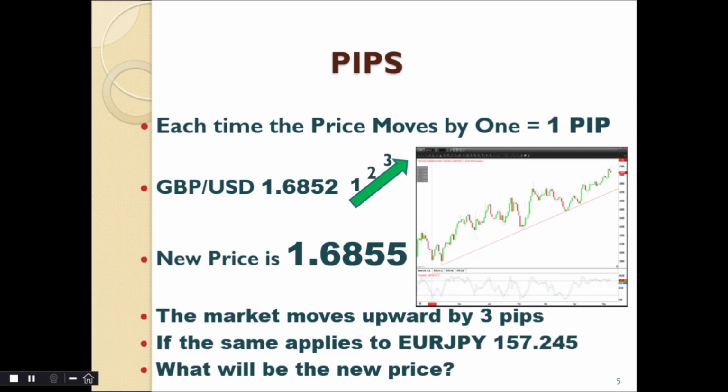The same thing applies to Euro JPY. If the exchange rate is 157.245, remember we said with all pairs involving the Japanese yen, we take to 2 decimal places. So if there is an upward movement of 3 pips, we're going to add 3 to the 2nd decimal place, which is 4, to obtain 7. Thus, the new price will be 157.27 if the movement in the market is upward.